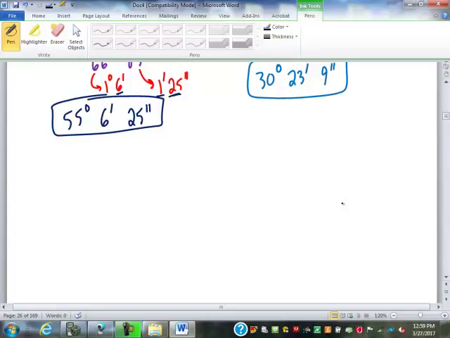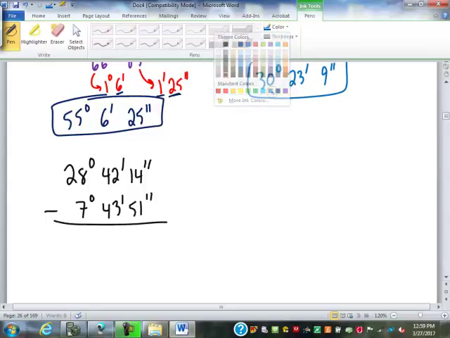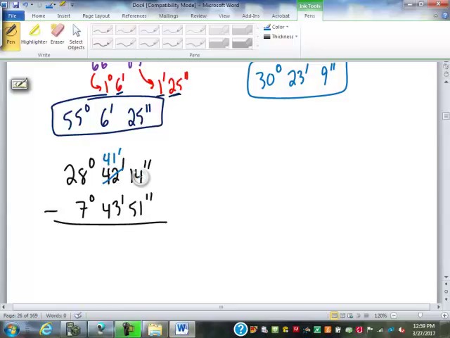Okay, let's look at subtraction. So let's take 28 degrees, 42 minutes, 14 seconds, minus 7 degrees, 43 minutes, 51 seconds. So we go to subtract here. We have to borrow. So this is going to be 41. What's this going to become? 74. Because we borrowed 60 seconds when we borrowed that 1 minute. So 74 minus 51 is 23.